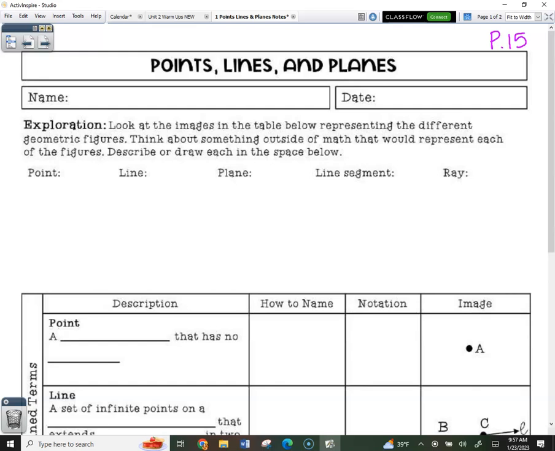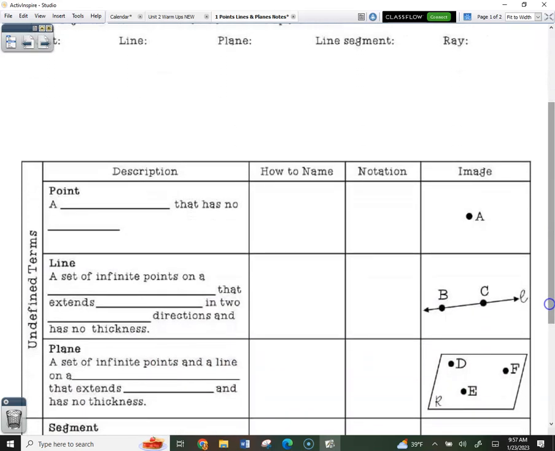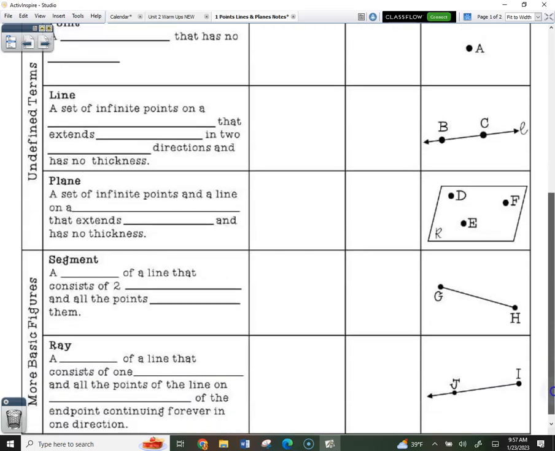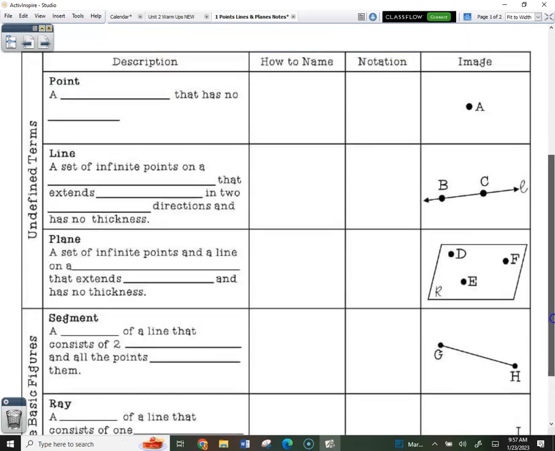We're going to learn some vocab words. And you'll notice that we have them right here. Point, line, plane, line segment, and ray. And then there's a gap of space. A point. You can see an example over here under the image column. A line, a plane, a segment, and a ray.